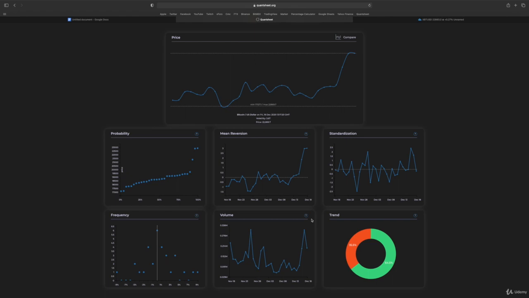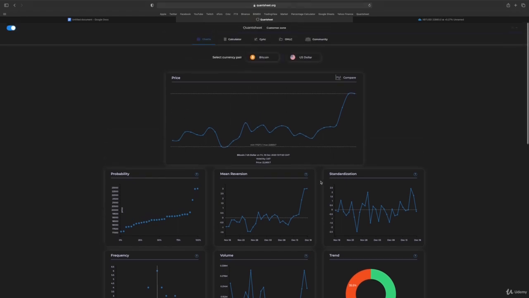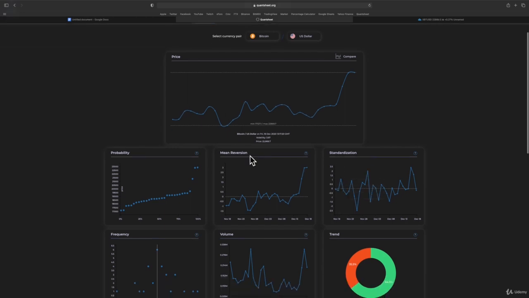So you can get a lot of insight just from these charts, and once again, like I showed you, you can combine them, because these things are used a lot when it comes to algo trading and quantitative trading. These people aren't just using price and indicators and things like that. They are using stuff like this. They are using probability, frequency, mean reversion, standardization. They are using all these things that they are combining with normal technical analysis or even with fundamental analysis.